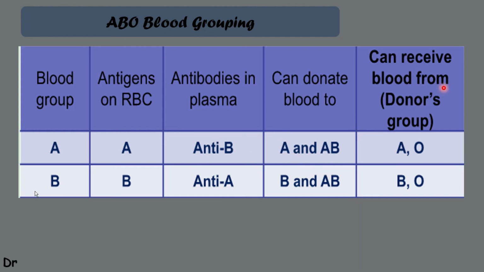Again, can receive blood from: now B blood group is the recipient. So recipient antibodies means antibody A is present in the B blood group. So take care that A antigen is not entered into the B blood group because it has A antibodies. And we have to check which blood groups have A antigen. Blood group A and AB have A antigen, so B is not able to receive blood from those two blood groups. Ultimately, two are left, that is B and O.